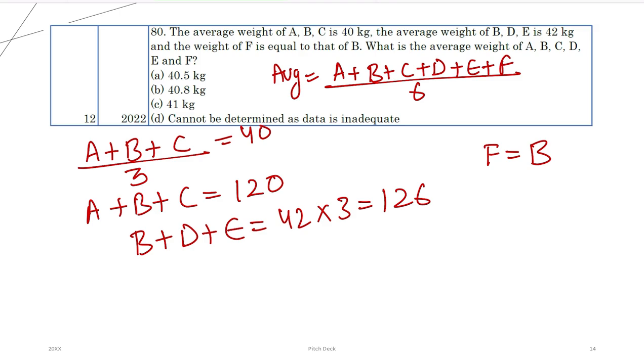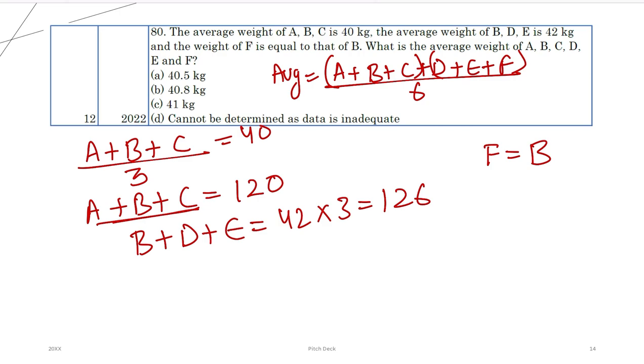Now, what do we need? We need A plus B plus C plus D plus E plus F. So this is what we need to know. I hope this is clear. Now A plus B plus C. Do we know A plus B plus C? A plus B plus C is very clear. Do we know D plus E plus F? We know D plus E plus B. D plus E plus B is known, but D plus E plus F is not known.